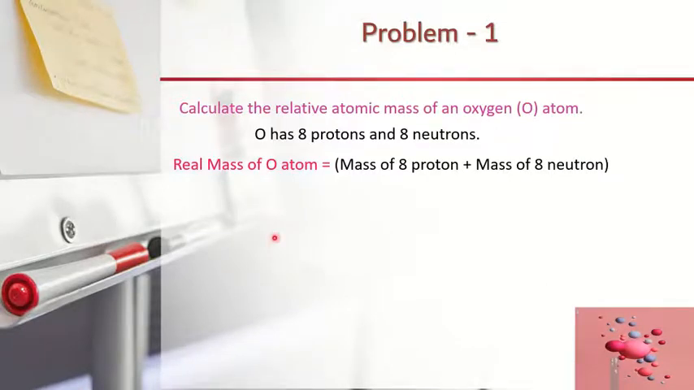So, the real mass of an oxygen atom equals the mass of 8 protons plus the mass of 8 neutrons, and no need to use the mass of electron because it is a very small value. This mass is negligible, no need to use it here.